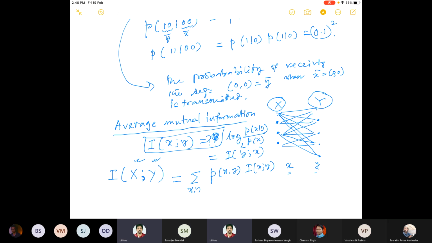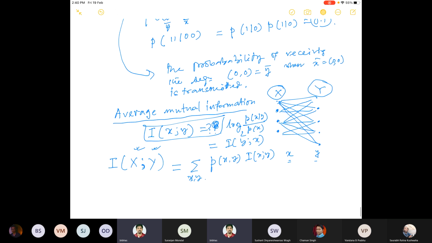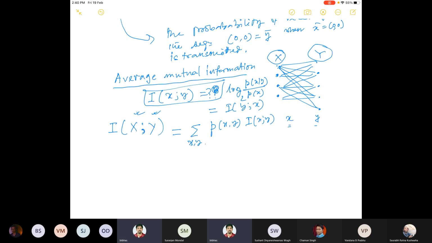Over all x, y. So this is the mutual information. What is the meaning of that? The informal meaning is how much information about the random variable y does the random variable x contain. The same thing can be said the other way around. So this was my definition.